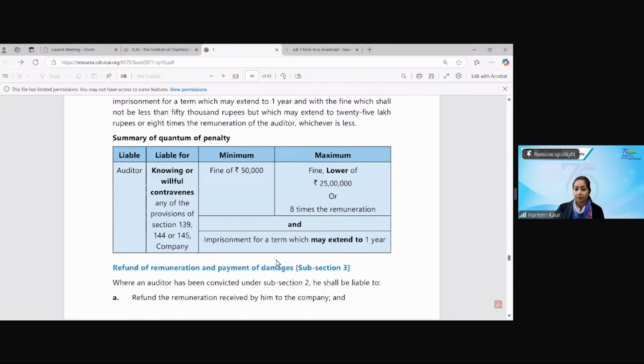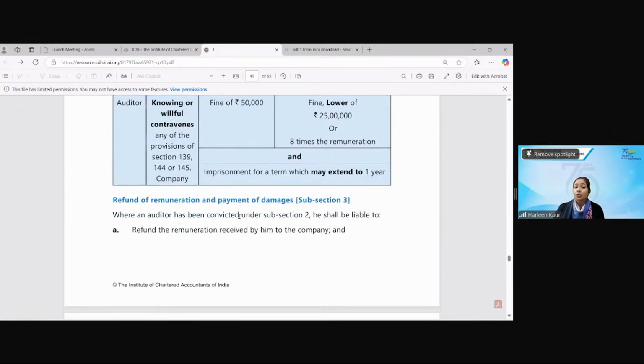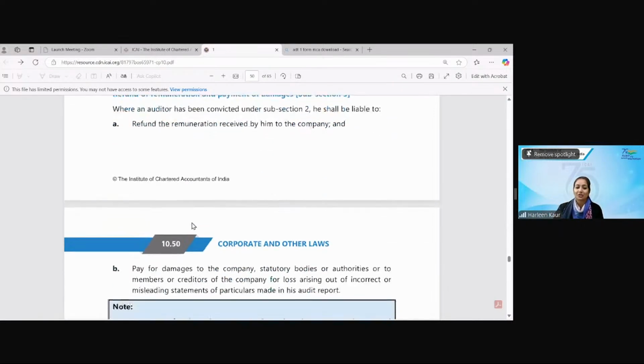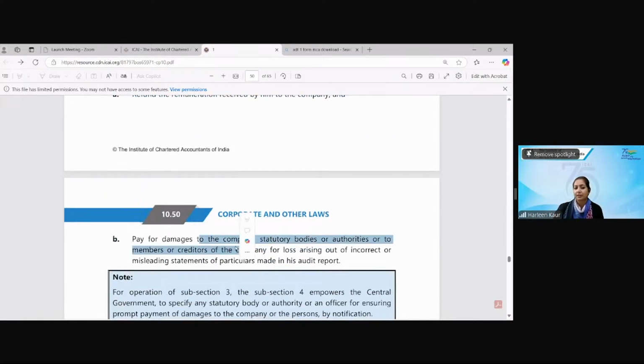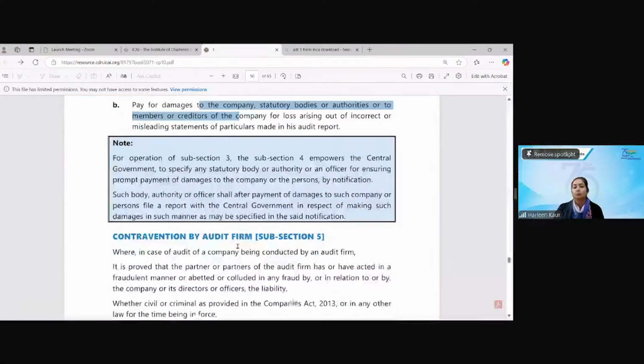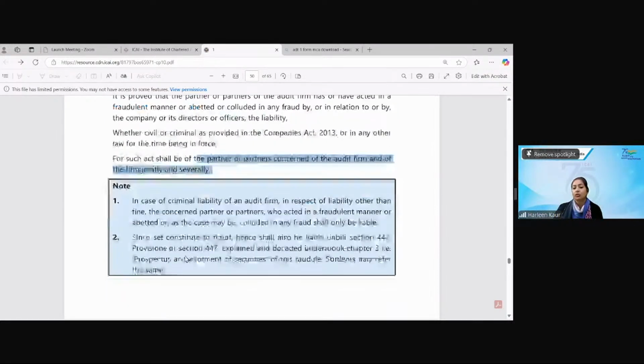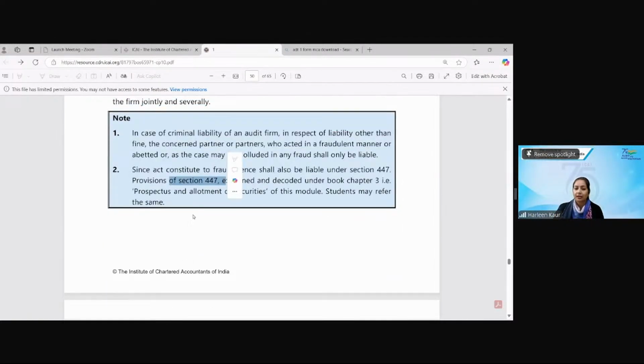Okay, and where the auditor is convicted under subsection 2, then he will refund his remuneration. You go to jail, conviction also happens, and you need to refund, pay back your remuneration that you have received from the company and also pay the damages to the company. Because of all this, the company has suffered damages because of the misleading statements. So you need to refund the remuneration also and you need to pay the damages. And similar is the contravention by an audit firm, where I was telling you all the partners will be taken action against jointly and severally. And since the act is of fraud, 447 is given under the prospectus chapter.